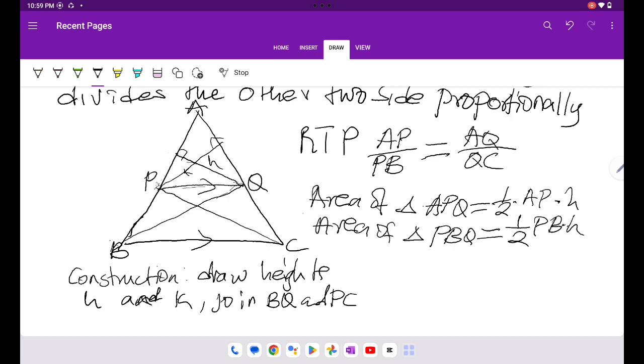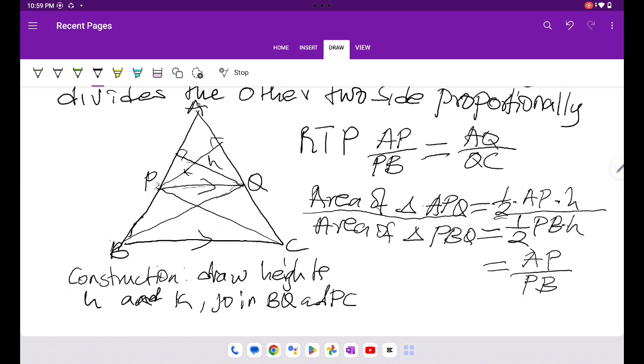Now if we divide the two areas, the half will divide the half, the H will divide the H, and then we have AP divided by PB. So it's like we have on this side. Now we continue. Now we want this other side, so we do the same. Whatever we did there, we do again.